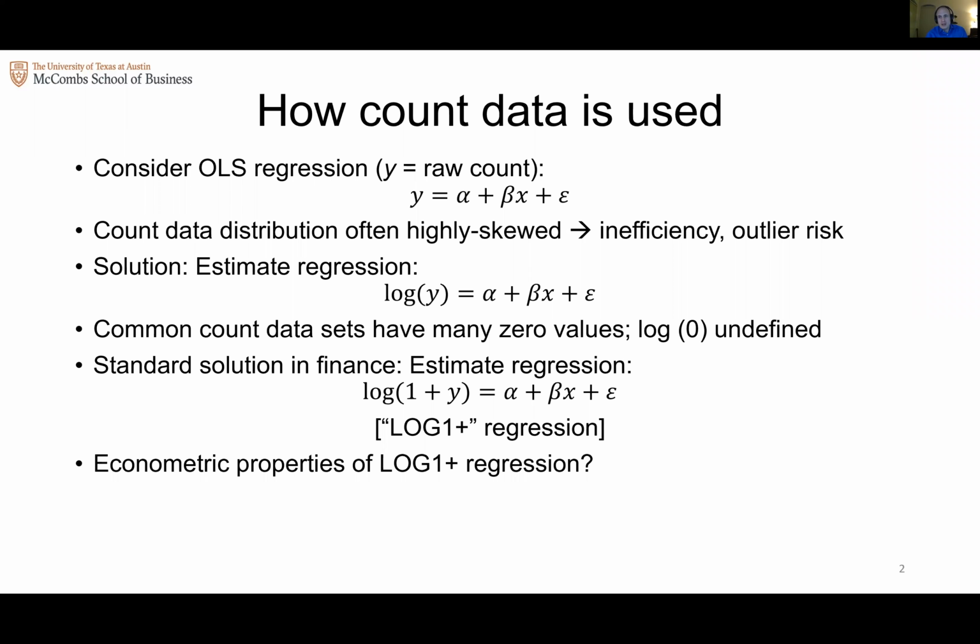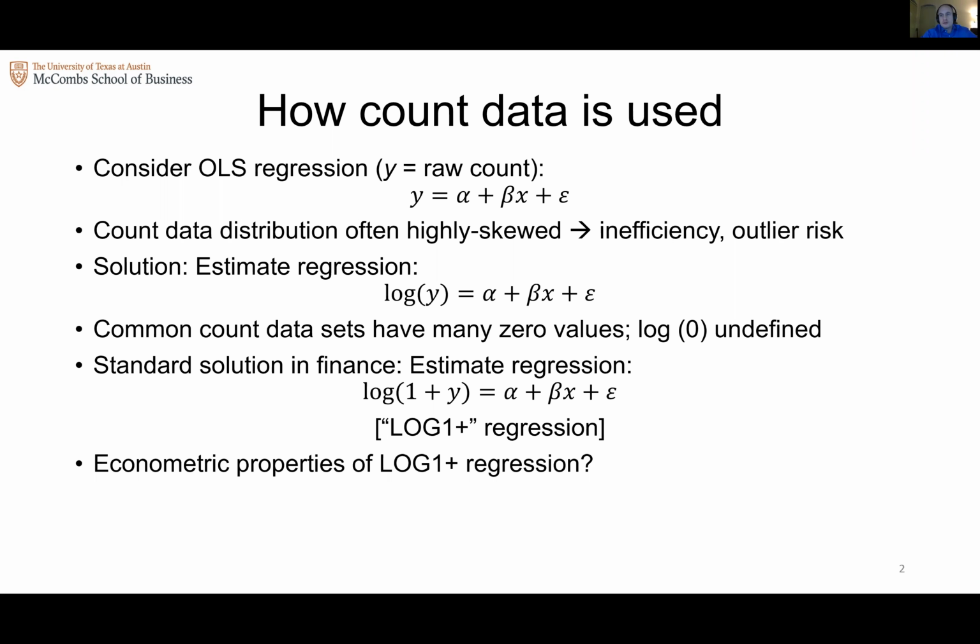Okay. So the way count data is used in practice in finance is the following. Just as a thought experiment, you might imagine starting off by just regressing, let's say Y is the number of patents, on some covariates, and that would be the way we would normally do things. The problem, though, is that count data distribution is often highly skewed. By definition, it can't take on negative values. Oftentimes, and this is certainly true with the patent data, there are a lot of zeros.